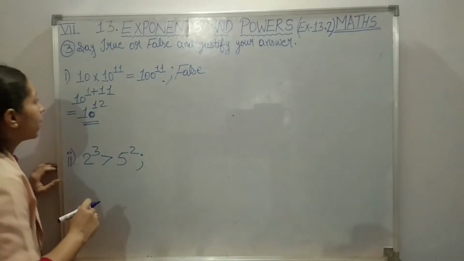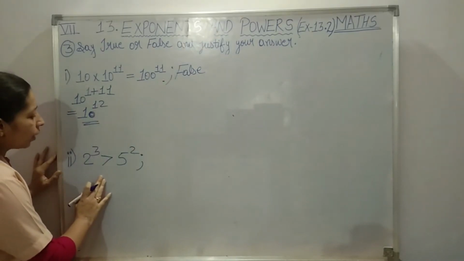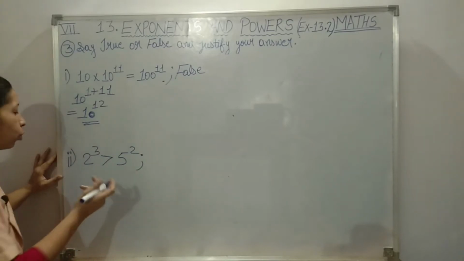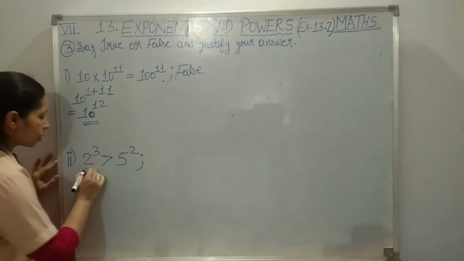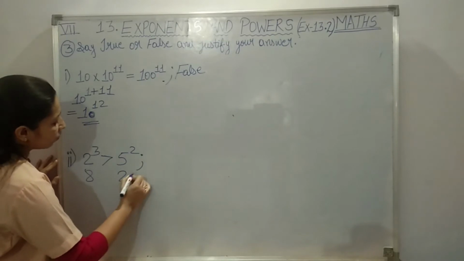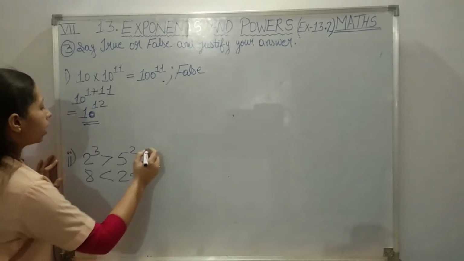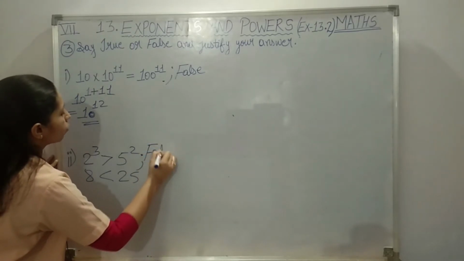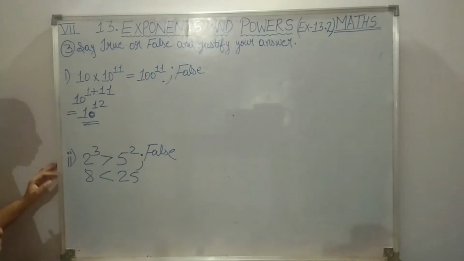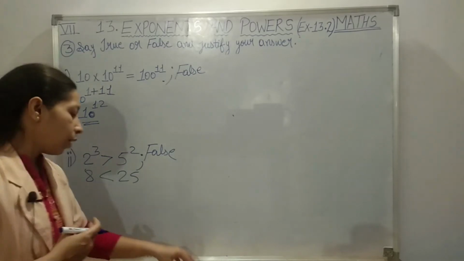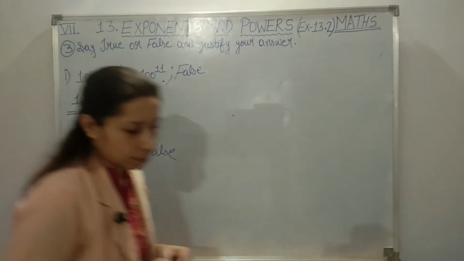Clear students? Then 2 raised to the power 3 is greater than 5 raised to the power 2. Let us solve. 2 2s are 4, 4 2s are 8, 5 5s are 25. So here also the given statement is false only because 5 raised to the power 2 is greater. Okay, next 2 will be your work. Note it down, then we'll see the next question.